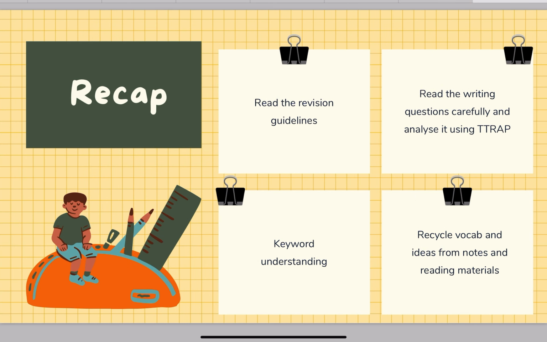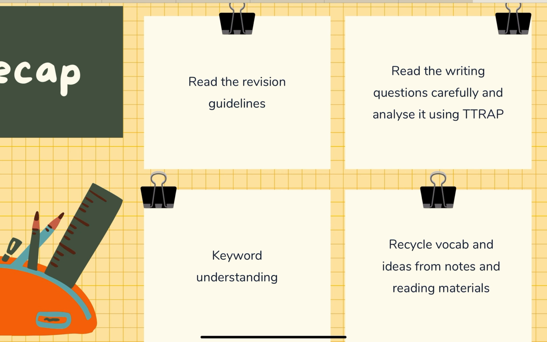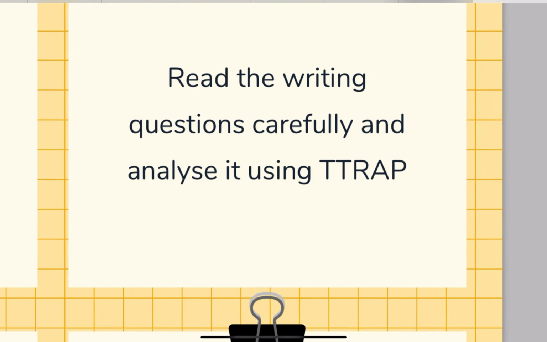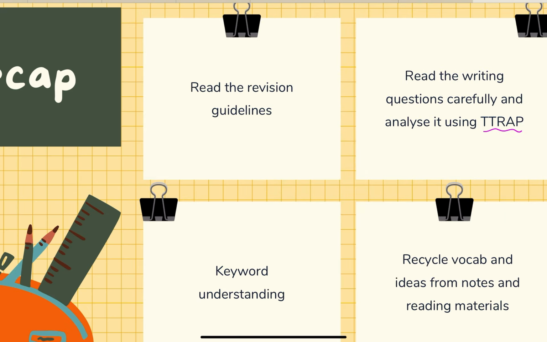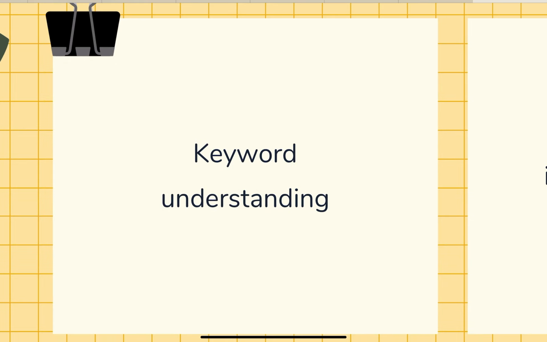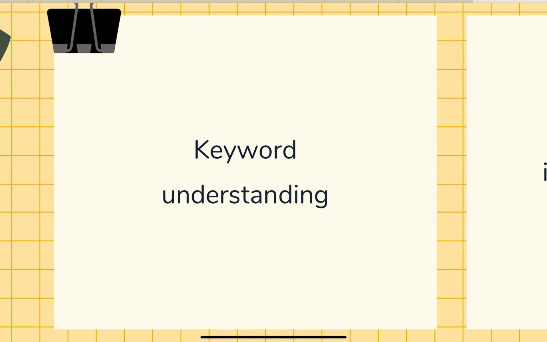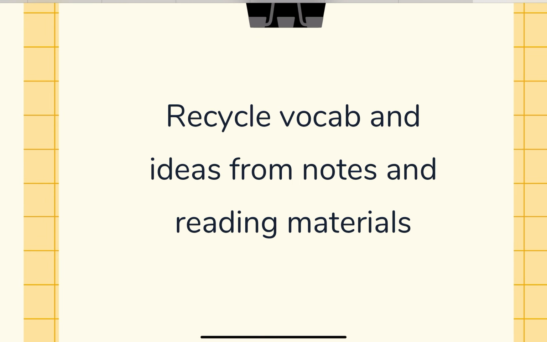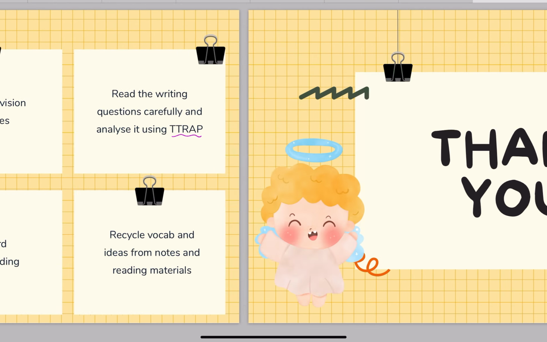So to summarize, 4 main steps. Number 1, remember to read the revision guidelines. Number 2, read the writing questions carefully and analyze them using the T-trap. And next, keywords are very important. We have to understand them before we start writing. We have to plan and think carefully. Last but not least, remember to use the vocabulary and ideas from all the notes and reading materials. That's all.